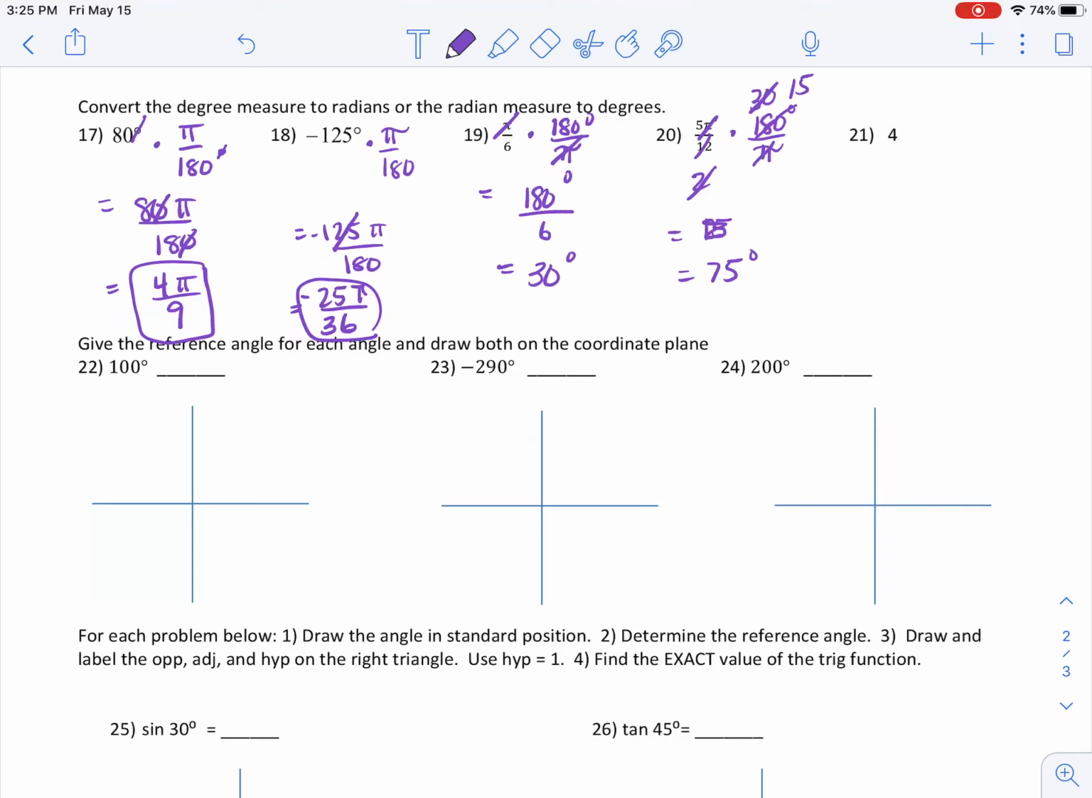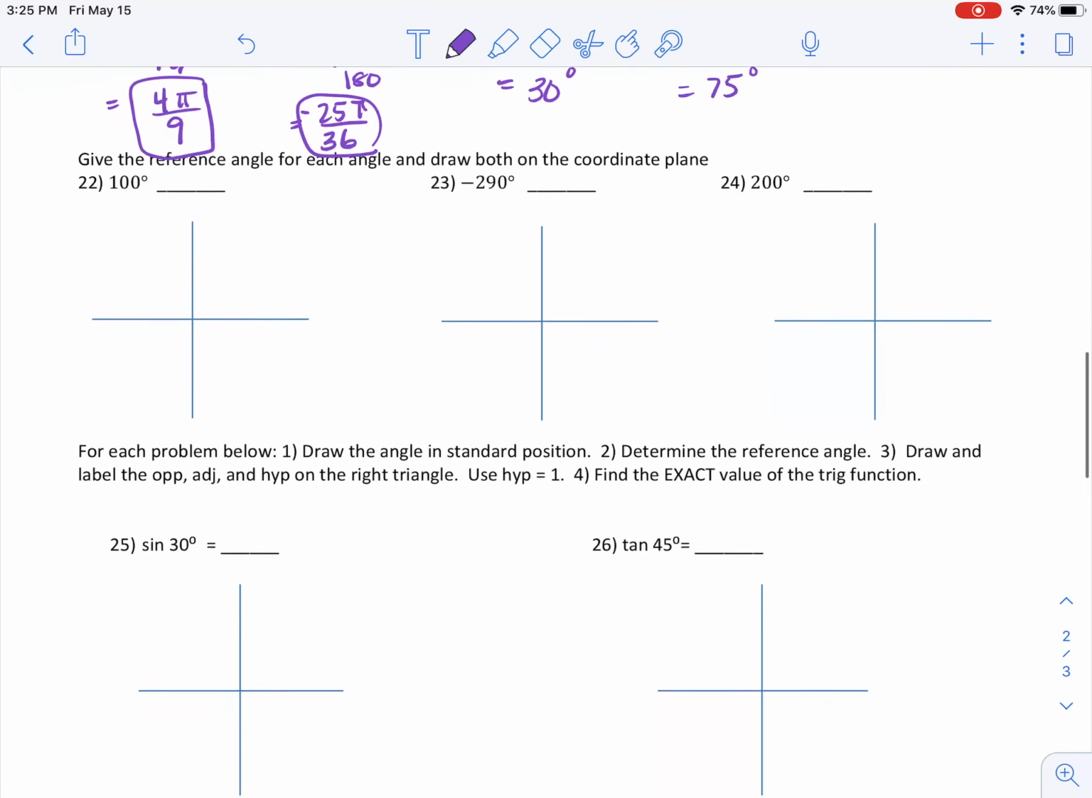Now for 21, I don't see a pi, so you might think it's degrees, but there is no degree symbol. So this is radians, and you're going to multiply by 180 degrees over pi. There's no pi to cancel with, so that's okay. It's still in our problem. You're going to do the 4 times 180, and that would be 720 over pi, and I need the degree symbol in my answer.